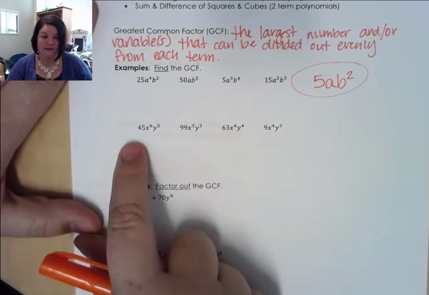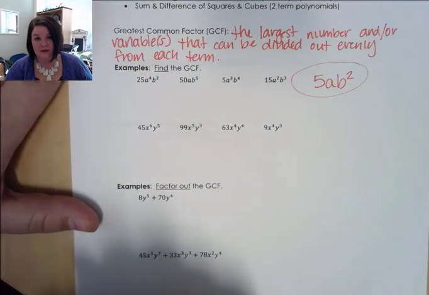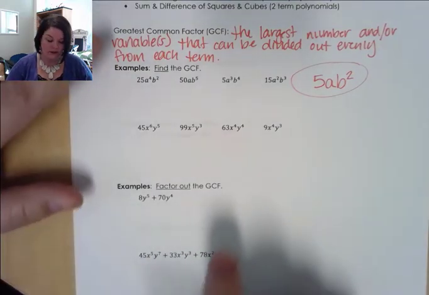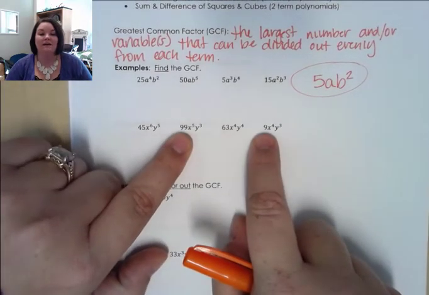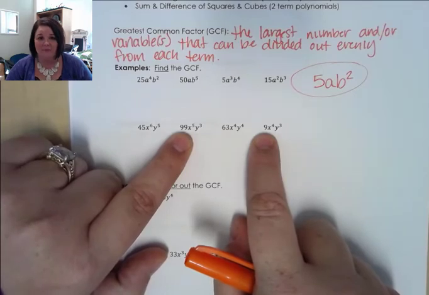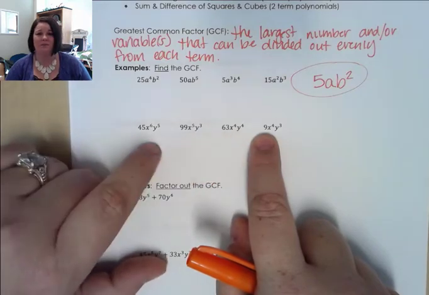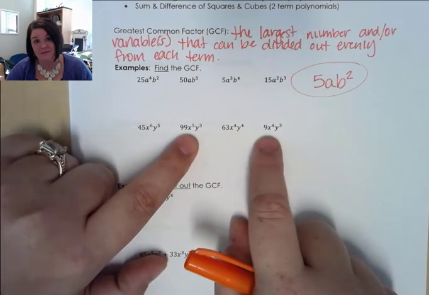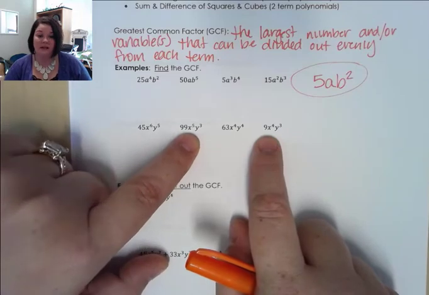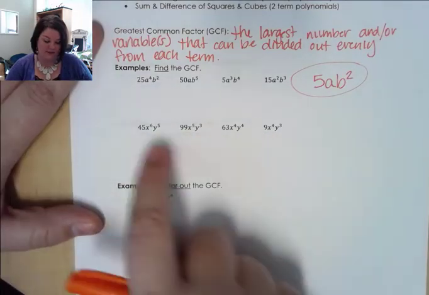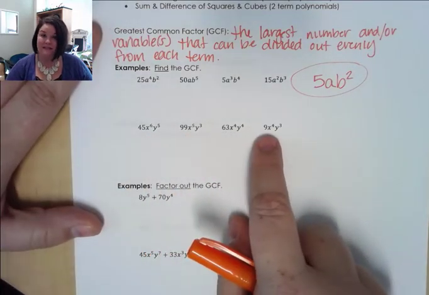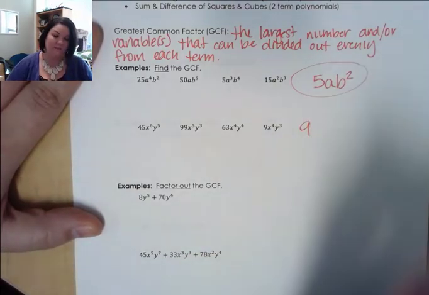So when I look at all these numbers, I like to look at the smallest one and the biggest one. That's kind of my little shortcut. So I'm looking at 99 and 9. I know they both have 9 in common. And I also know that 99 is just 9 times 11, right? And these other 2 numbers are not divisible by 11, right? Nor is 9 divisible by 11. So the only thing that all 4 of these numbers can be divided by evenly is 9. So my number part's going to be 9.